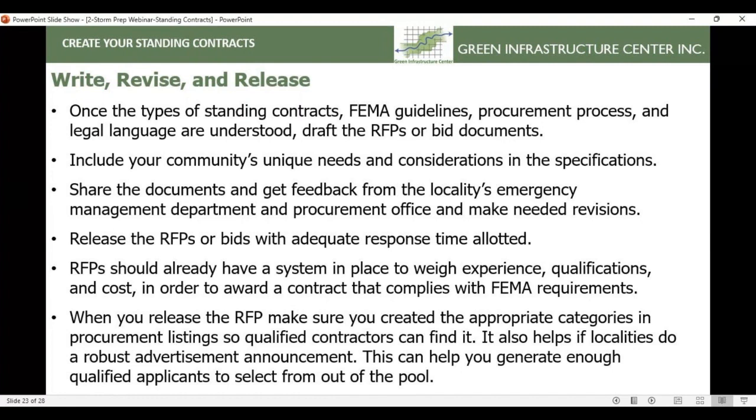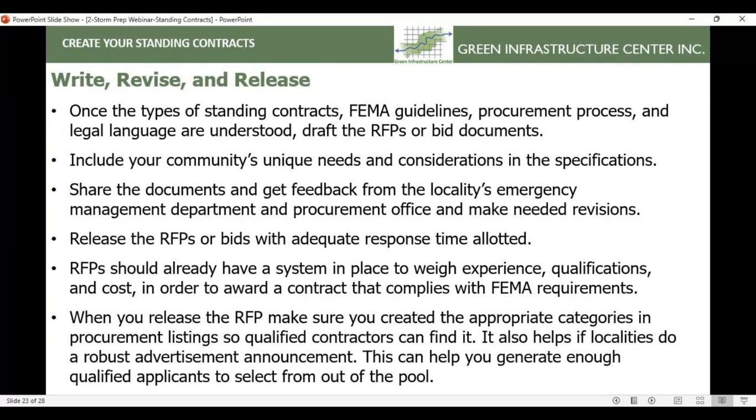And then when you release the RFP, make sure that you have created the appropriate listing categories so that qualified contractors can find it. It also helps a lot if a locality does a robust advertising announcement. This can help you generate enough qualified applicants out of the pool.